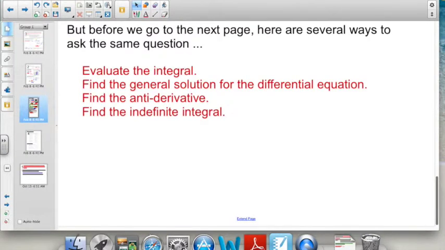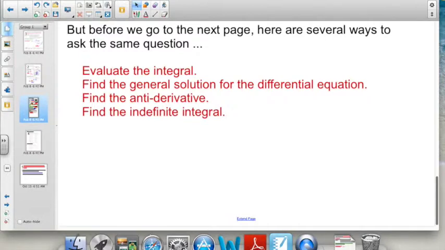Evaluate the integral. And then they would give you an integral of 2x cubed dx. Find the general solution for the differential equation. Means the same thing. We'll talk more about differential equations next week. Find the antiderivative. Same question, different verbiage. Find the indefinite integral. Same question, different way of saying it. Okay? So those are all saying the same thing.